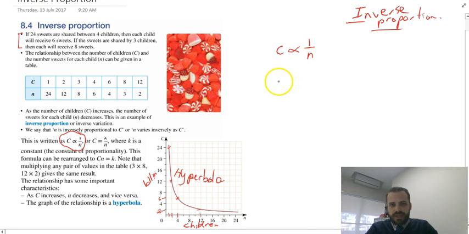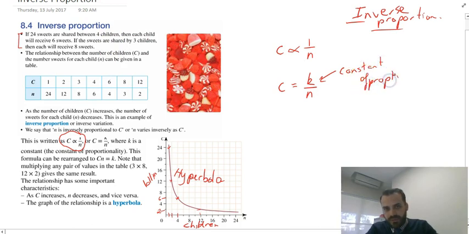We can also say that C is equal to K over N. And K, again, you've already learnt this, K is our constant of proportionality.